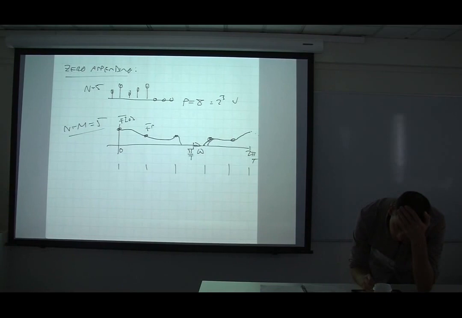F bar of 1, F bar of 2, and this one will be F bar of 3, which is equal to the complex conjugate of F bar of 2, and this one here is same idea: F bar of 4 is the complex conjugate of F bar of 1.